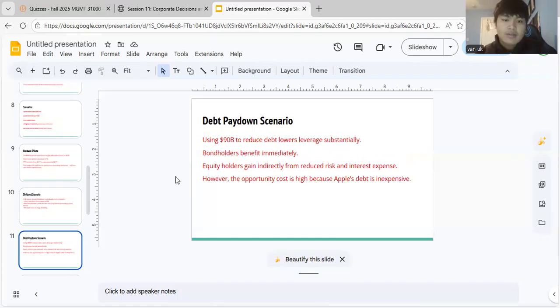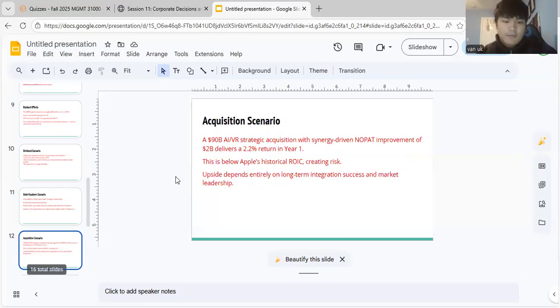The debt paydown scenario is using $90 billion to reduce debt, which lowers the leverage substantially. The bondholders benefit immediately from that. The equity holders gain indirectly from reduced risk and interest expense. However, the opportunity cost is high because Apple's debt is inexpensive.